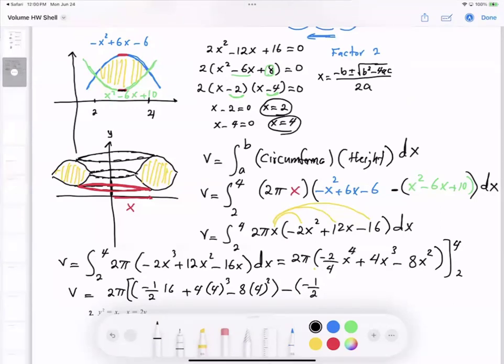Let me see. So why I wrote down 16, 16 should be over there. This is basically just 4 to the 3rd, and then 4 to the 4th. Then negative a half, 2 to the 4th plus 4 times 2 to the 3rd minus 8 times 2 squared. So if you do the algebra, let me do the algebra, but I don't have enough space. Just give me a moment.